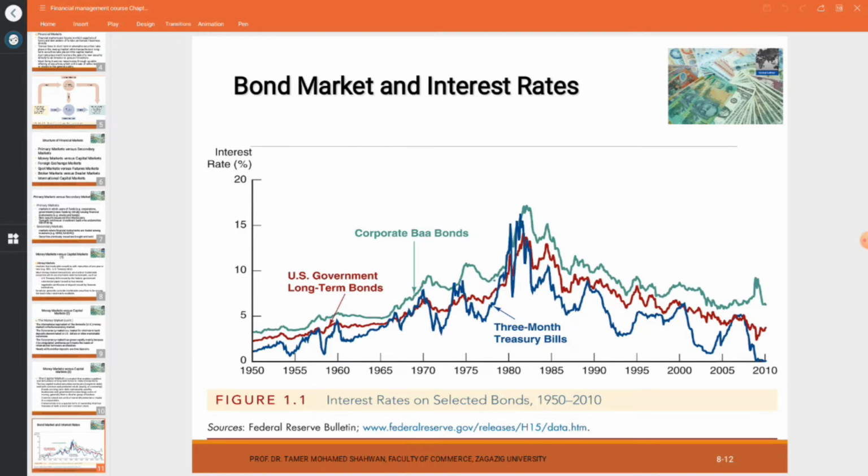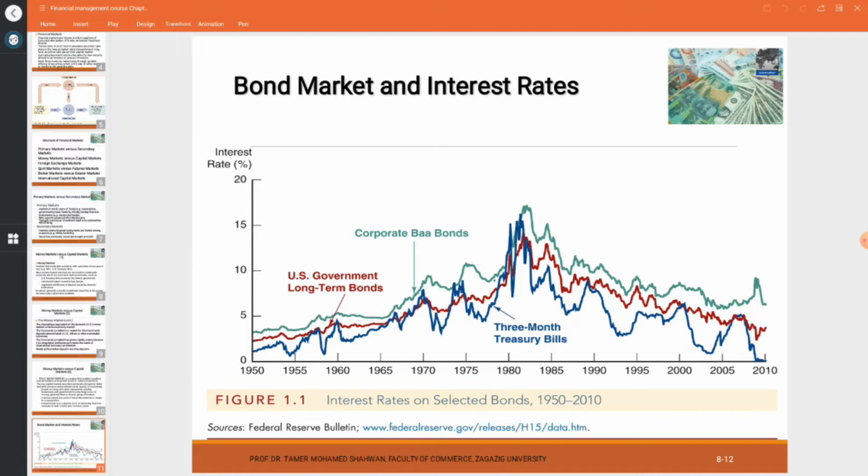Another type of securities, such as U.S. government long-term bonds and corporate bonds. Those are examples of long-term assets because they have long-term maturity, and they are traded in the capital market. But this is the main difference between the money market and the capital market.